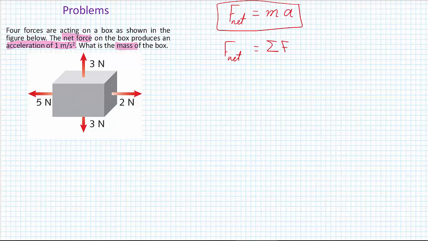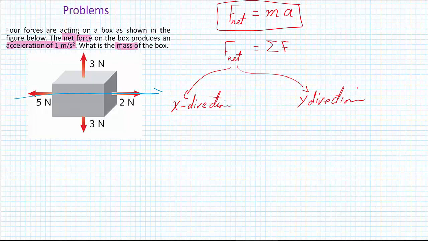And to calculate the net force, you need to calculate it in the x direction and also in the y direction. Let's calculate the net force in the x direction. That's the x direction. So the 2 Newton is positive, 5 Newton is opposite, so it's negative. So the sum of forces on x equals 2 minus 5, so that's negative 3 Newton.